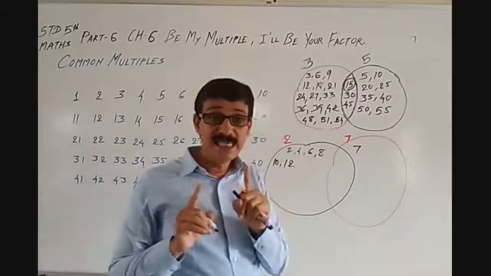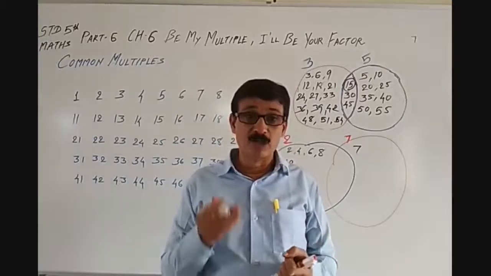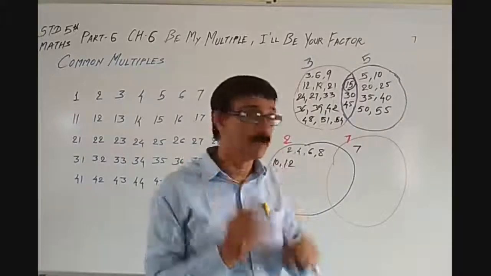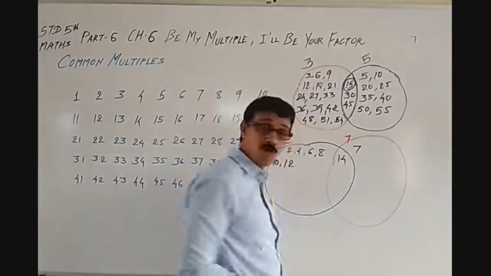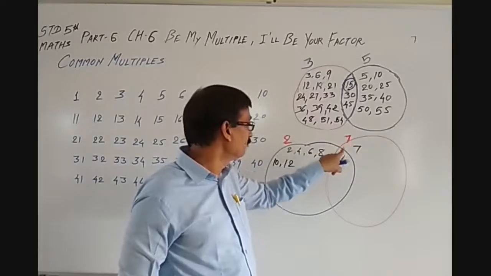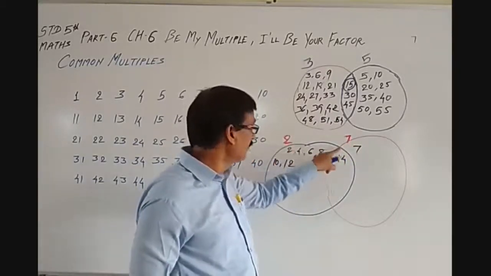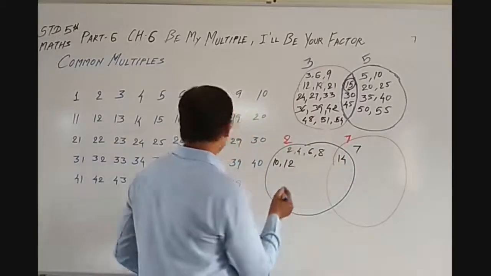Now 14 is the common multiple to both. 2 sevens are 14, so it is a multiple of 2 as well as a multiple of 7. That is why I should write it in between over here. 14 should be in between. Is it a multiple of 7? Yes, it is a multiple of 7. Is it a multiple of 2? Yes, it is a multiple of 2.